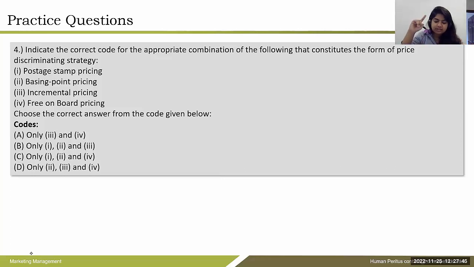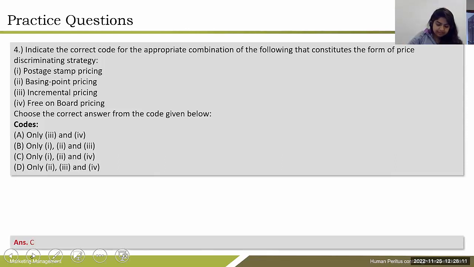Price discrimination strategies. You'll have different price for different areas. Basically, think of that. Everybody knows why the answer is C.